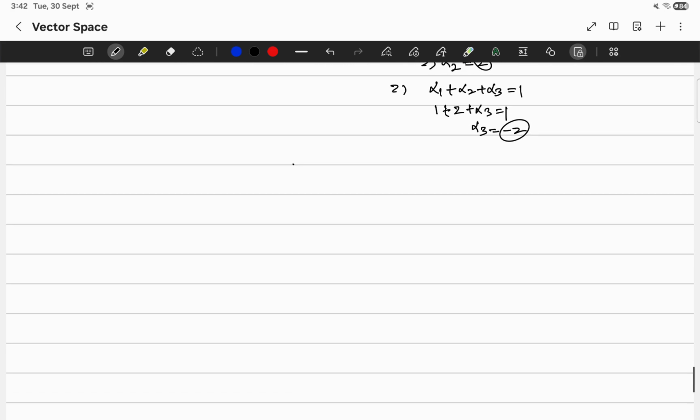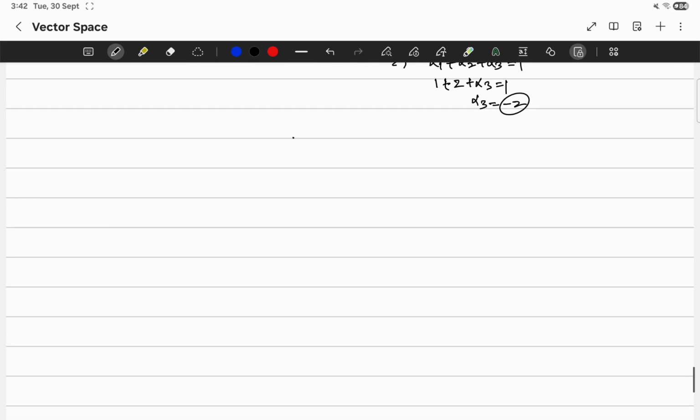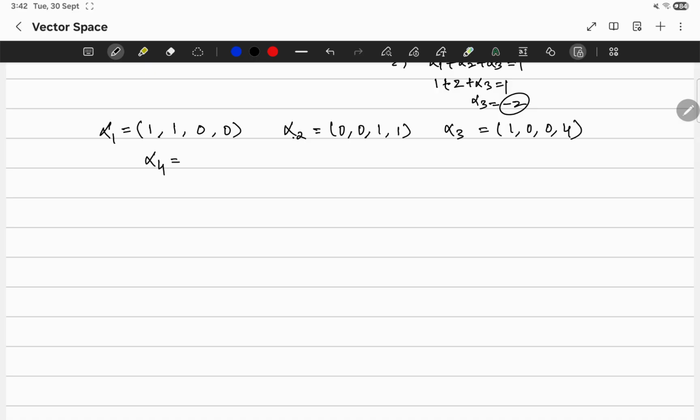Similarly, for example, suppose you are given the vectors: alpha 1 is (1, 1, 0, 0), alpha 2 is (0, 0, 1, 1), alpha 3 is (1, 0, 0, 4), and alpha 4 is (0, 0, 0, 2). These are all vectors in R4 over R. You have to check whether these form a basis or not.